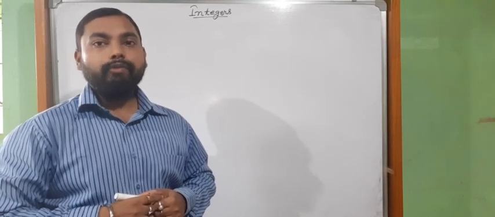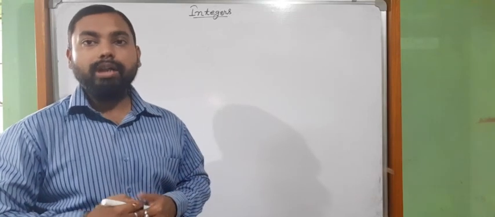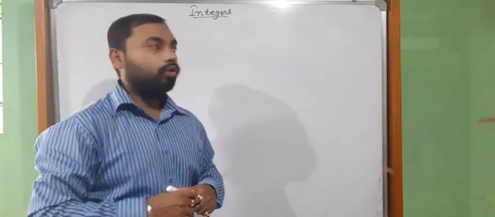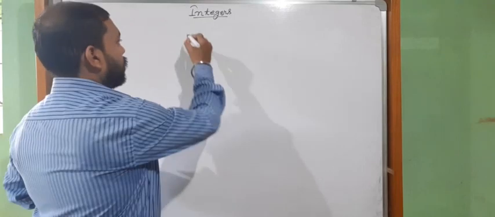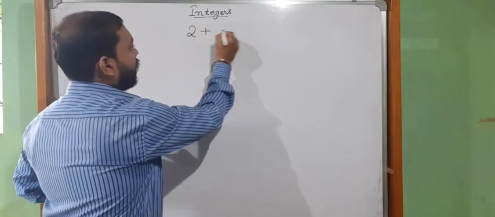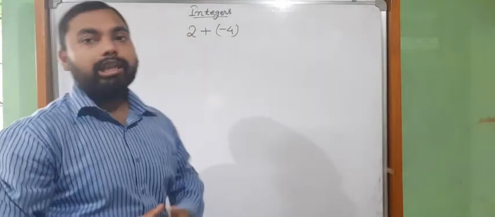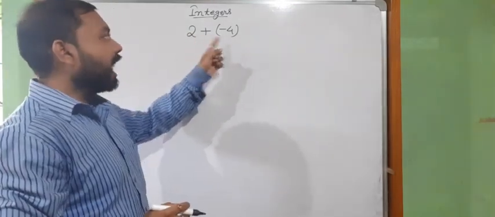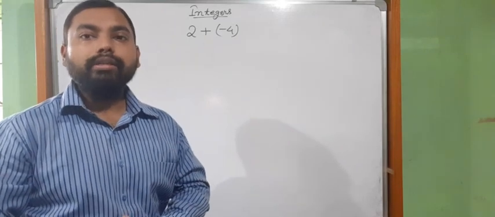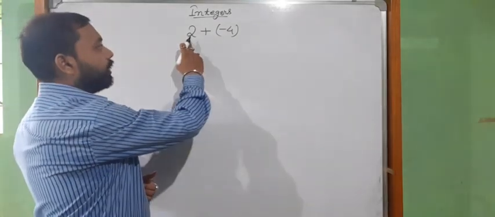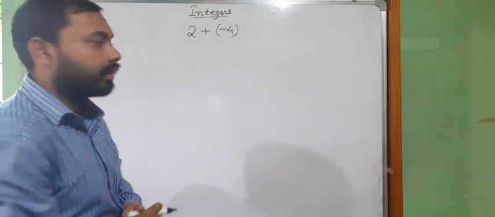So let me repeat once more how to add two or more numbers using the number line. Let us take one example. Suppose 2 plus minus 4. What will happen when 2 is added with minus 4? Here 2 and minus 4 both are integers. 2 is a positive integer whereas minus 4 is a negative integer.